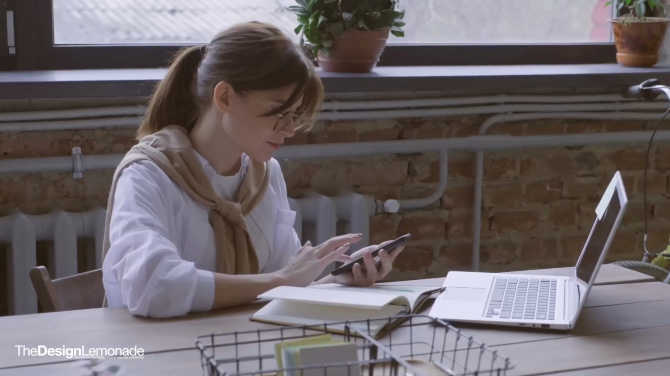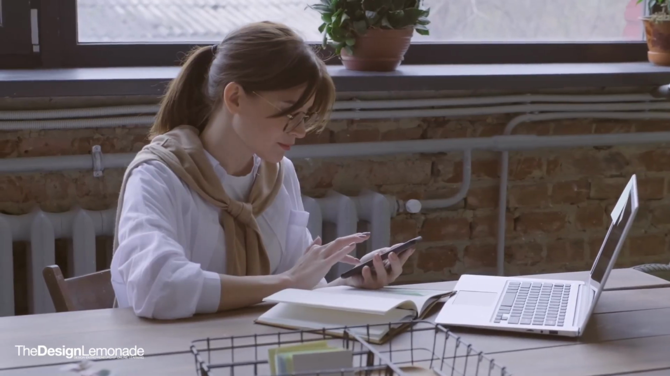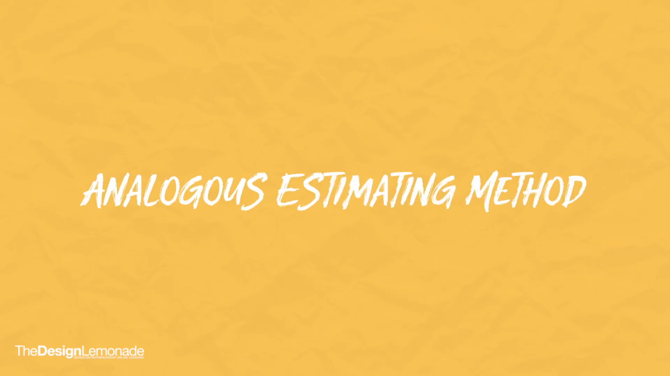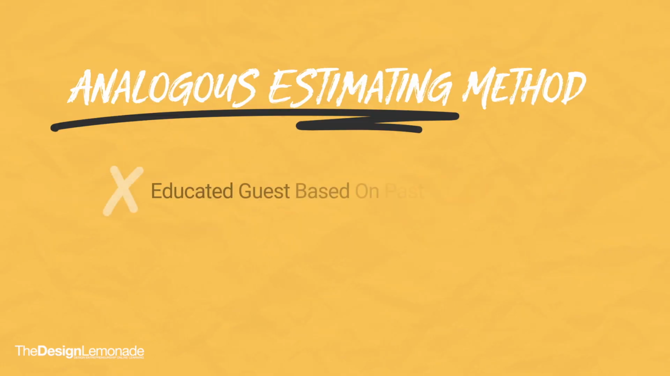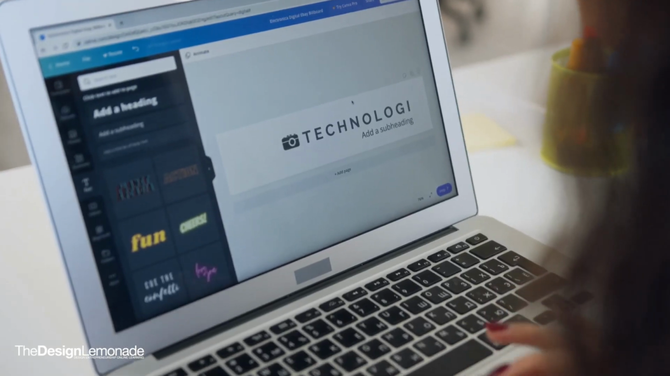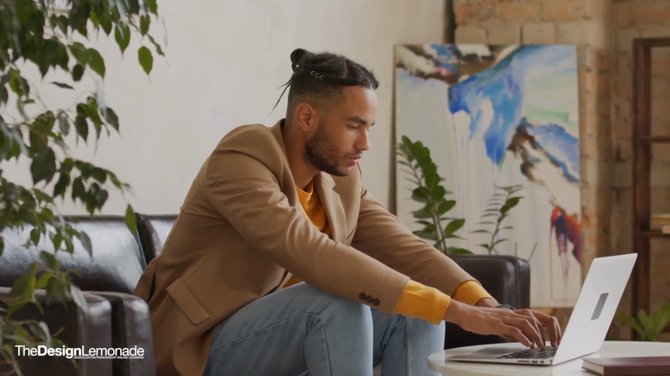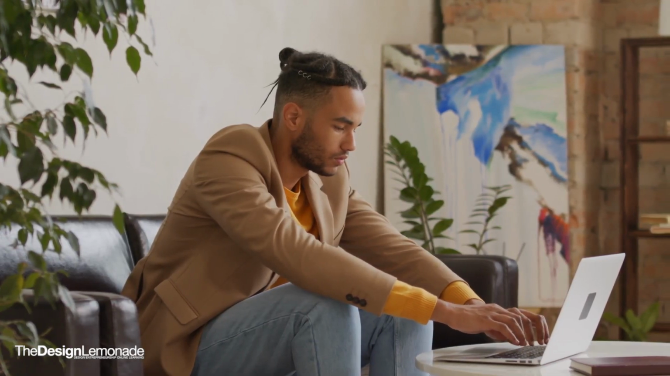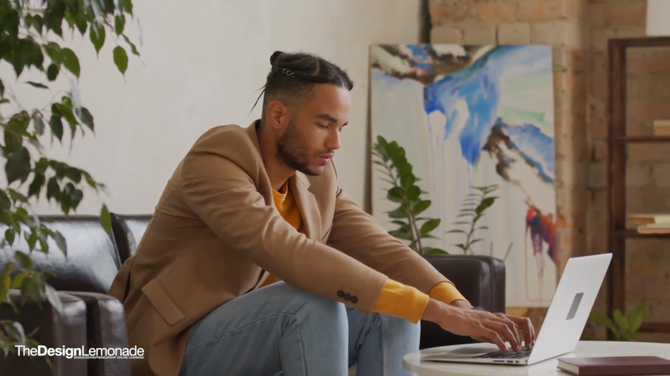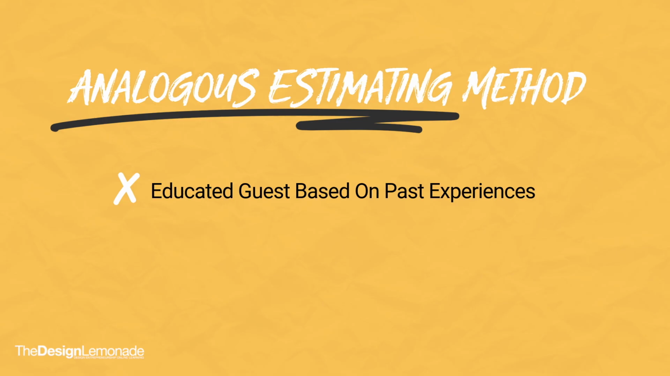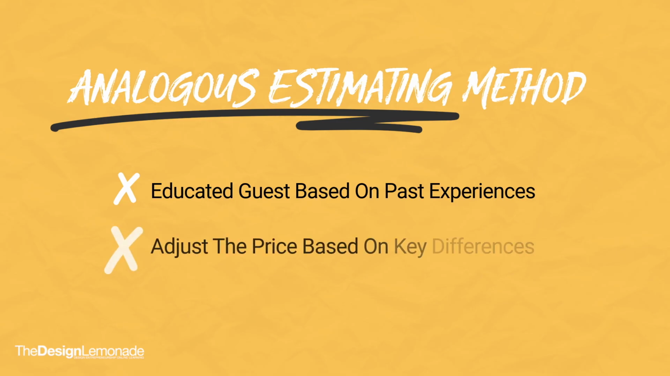Let's start with one of the most accessible methods in your pricing toolkit, analogous estimating. Think of this as making an educated guess based on past experiences. It's a top-down approach. This feels a lot like that other project I did a few months ago. You then take the price you charged for that similar past project and use it as a starting point for your new quote. Of course, no two projects are identical, so you'll need to adjust the price up or down based on key differences in scope.